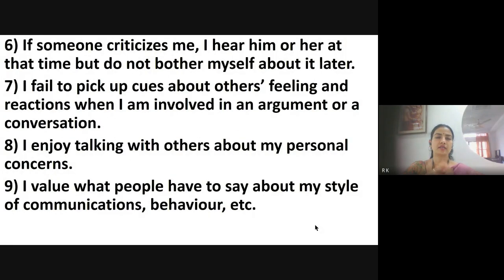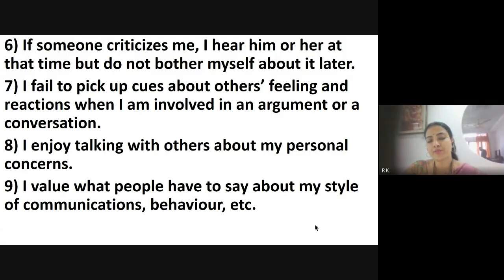And the sixth statement, there are only 9 statements in this. Statement number 6: if someone criticizes me, I hear him or her at that time, but I do not bother about it later. The seventh one is, I fail to pick up cues. Cues means somebody gives a weird expression. It is all your emojis, whatever you type and send. Sometimes when you're talking, somebody may not be listening at all, but you fail to catch that the other person is not listening to you. It's very important to look into others' eyes and expressions and how they are receiving. That is more important. If you're not giving importance to them, then it is of no use.